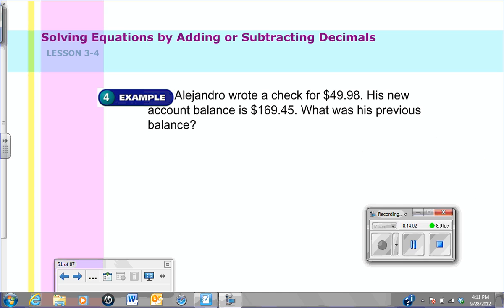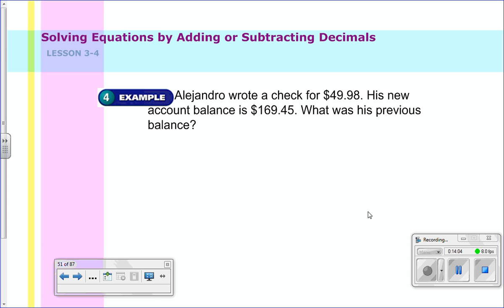All right, now we have a word problem of it. Again, we're going to go through those same steps. We're going to write out an equation for this, and then we're going to have to solve it. Alejandro wrote a check for $49.98. His new account balance is $169.45. What was his previous balance?